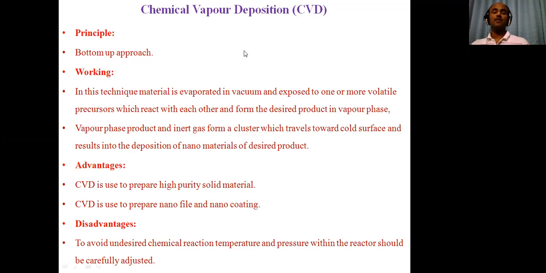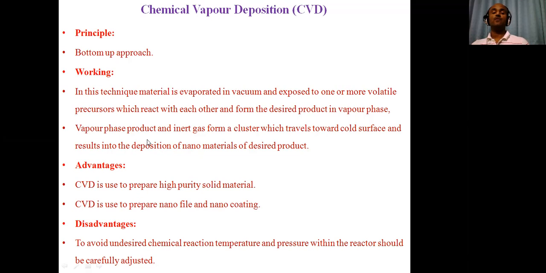The third method is the chemical vapor deposition method, also called CVD. This is again a bottom-up approach. In this technique, a material is evaporated in vacuum and then it is exposed to some volatile precursor. Precursor means a reactant, which reacts with each other and forms a desired product in vapor phase.